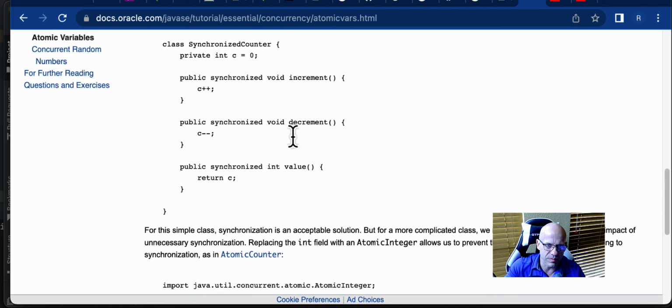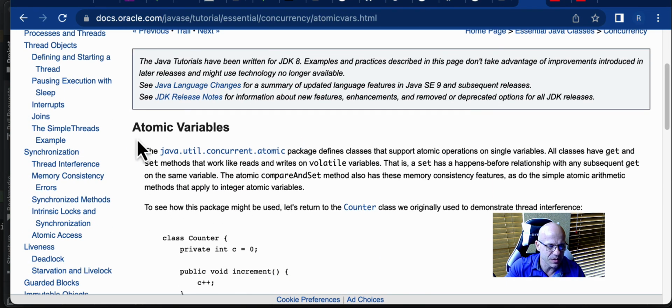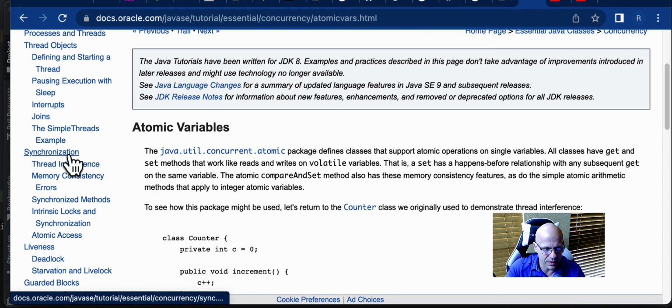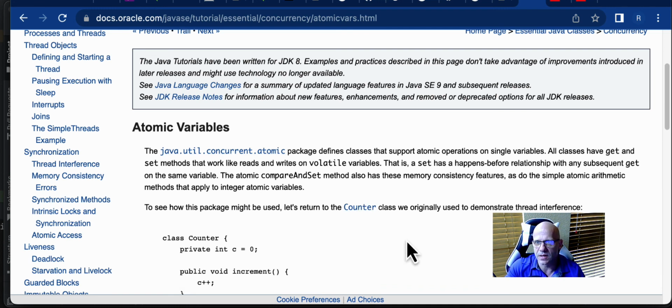And if you want to know more about the difference between those, I recommend reading up on synchronization, thread interference, memory consistency errors, synchronized methods, intrinsic locks, and atomic access. And that should give you the background with the atomic variables and some of these other constructs that we're using. But I highly recommend, if you're not familiar with those, take 5-10 minutes and read through that. If you're an old Java dog, it's going to help you understand things a little better. And if you're newer, it'll give you a leg up. So try it out.